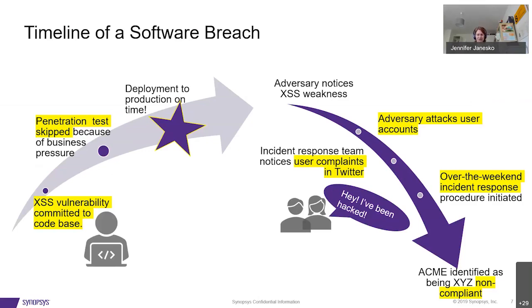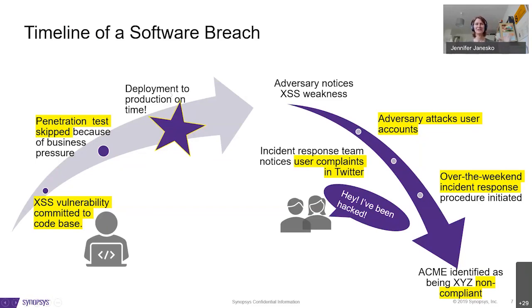Software gets published, or pushed to production, or deployed to production, and it often is not checked for security problems. So in this picture, we see this nice arc. On the very left-hand side, we have our software engineer who's committed some code to the repository with an XSS, or cross-site scripting, vulnerability. Because there's a lot of pressure to deploy, because you want to get this business feature out, the penetration test that was scheduled for this software was skipped. So it goes to production.